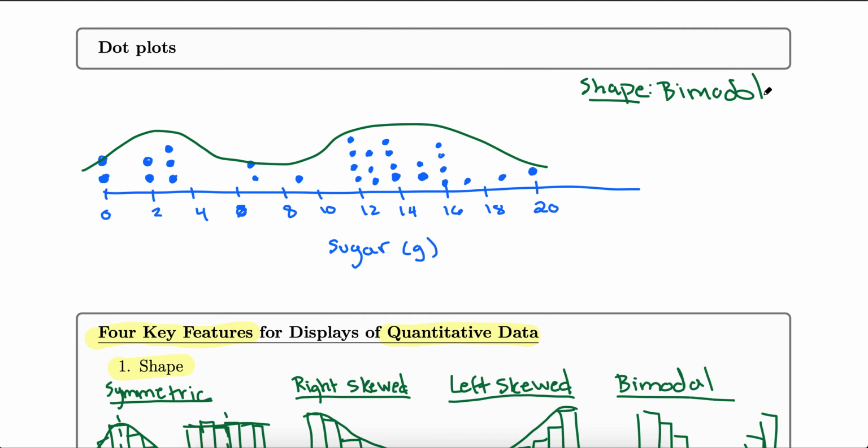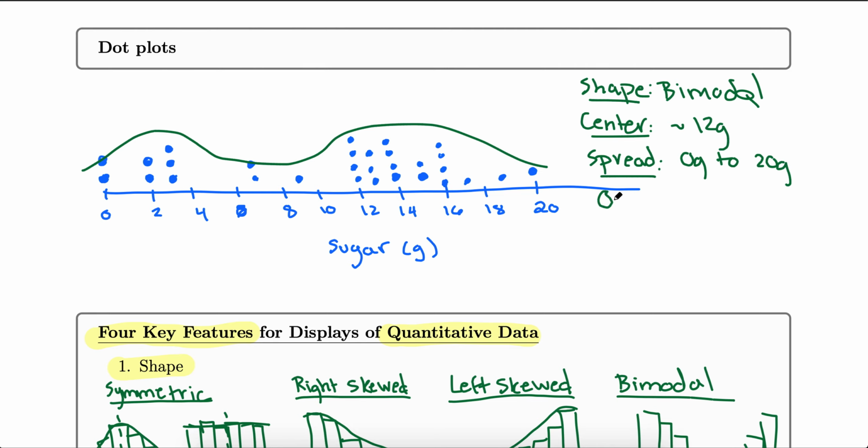And then the center for this, again, just eyeball, doesn't have to be exact. I don't know, somewhere around here, 12-ish, I would say. I think we said 13 on the other one. Spread, again, we can see the original values from the plot, so jot it down, 0 up to 20.